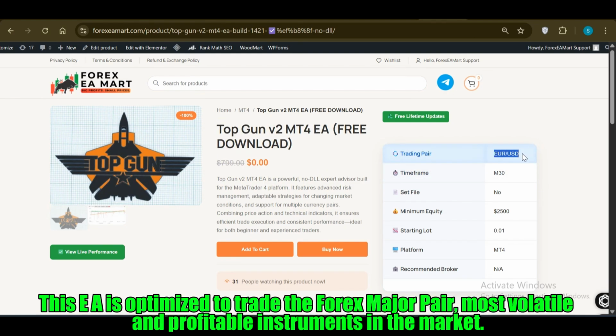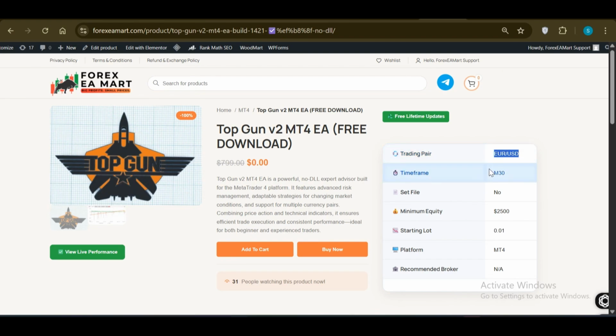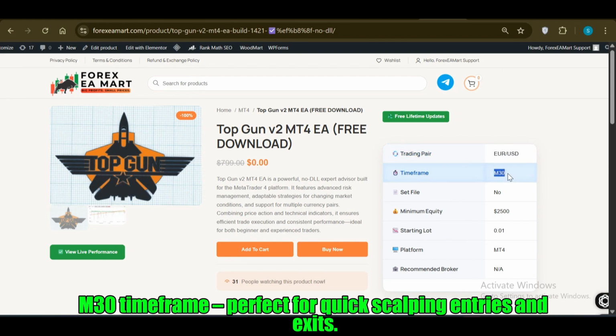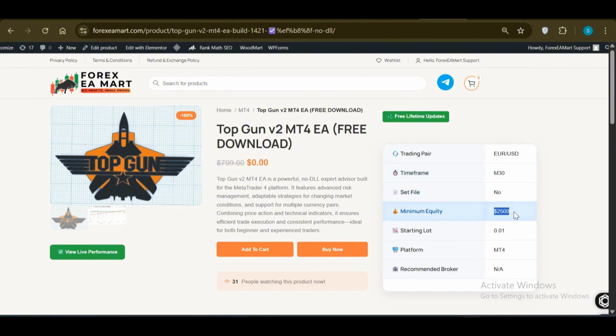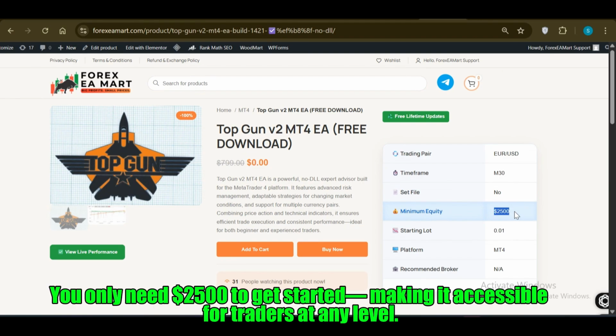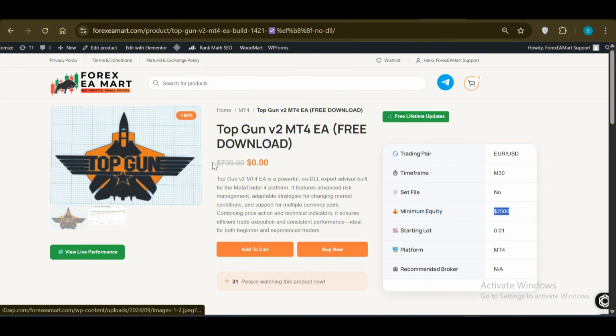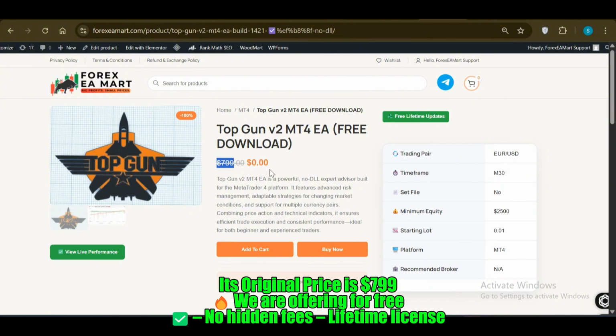This EA is optimized to trade the Forex major pairs, the most volatile and profitable instruments in the market. M30 timeframe, perfect for quick scalping entries and exits. You only need $2,500 to get started, making it accessible for traders at any level. Its original price is $799. We are offering it for free, no hidden fees, lifetime license.